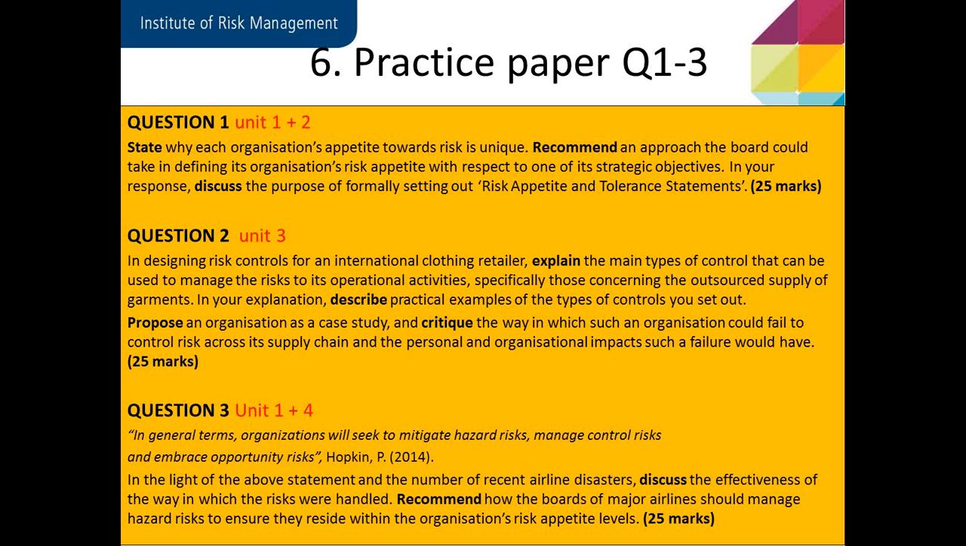Definitions. Well, what about a definition of what we mean by hazard control and opportunity risks? And in particular, you need to define what we mean by hazard risks. You could also define what we mean by risk appetite. That comes in that second part, looking at different risks requiring or having different risk appetites, and how risk appetite can change as a result of events. Some of the recent airline disasters, a very, very topical area.